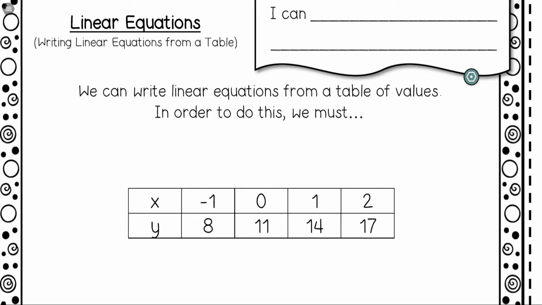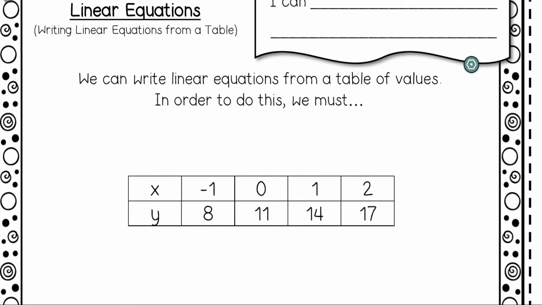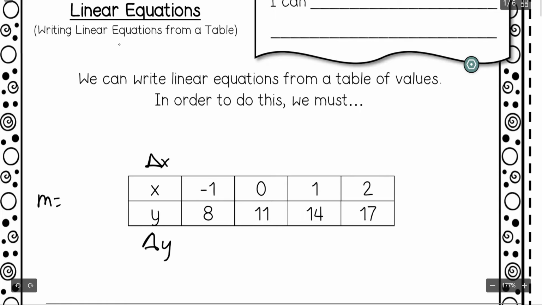Okay, 5.1 and 5.2, they're very similar to each other, so they're going to kind of go hand in hand here. So if we're looking at it from a table, the first thing we want to know is what is our change in our x's and what is our change in our y's, so we can find our slope. M is equal to change in y's over change in x.